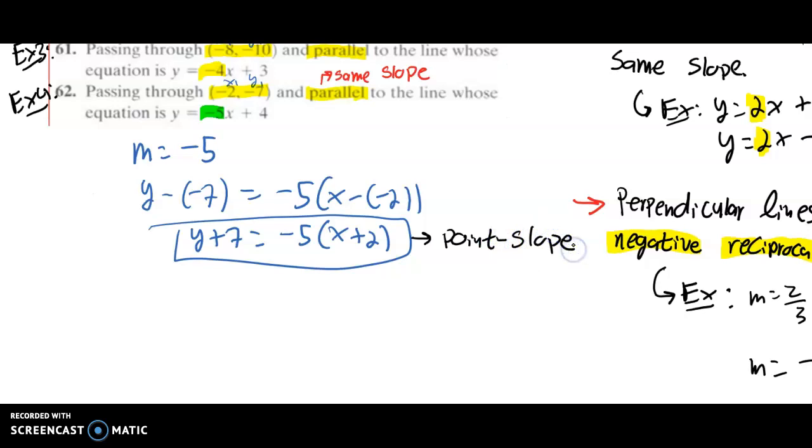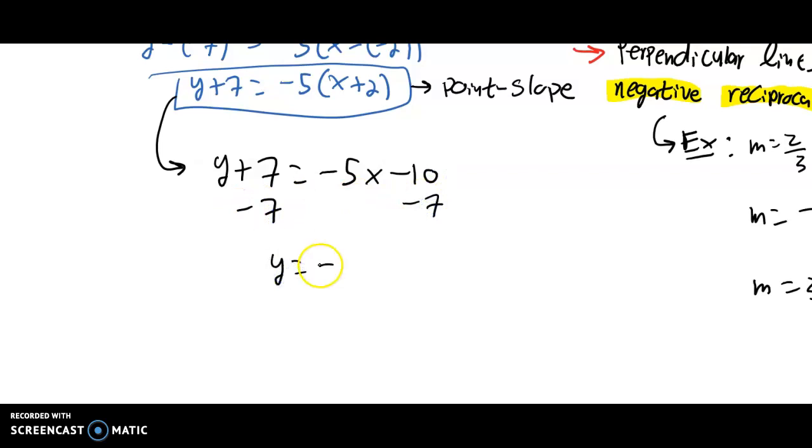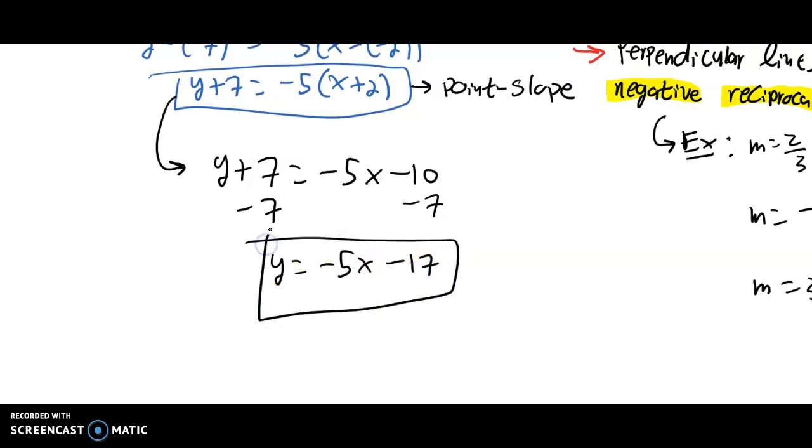To go from point slope form to slope intercept form, we need to isolate the y. I'm going to distribute the -5. -5 times +2, -10. Take away 7, and we get y is -5x minus 17. And this is our slope intercept form.